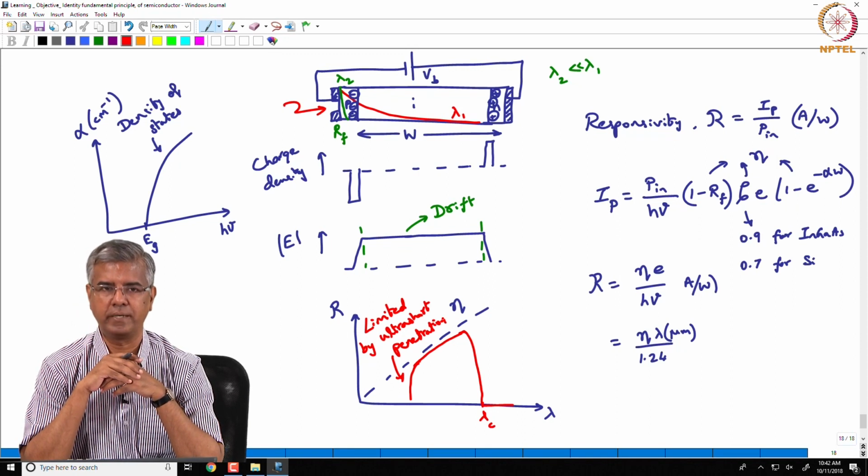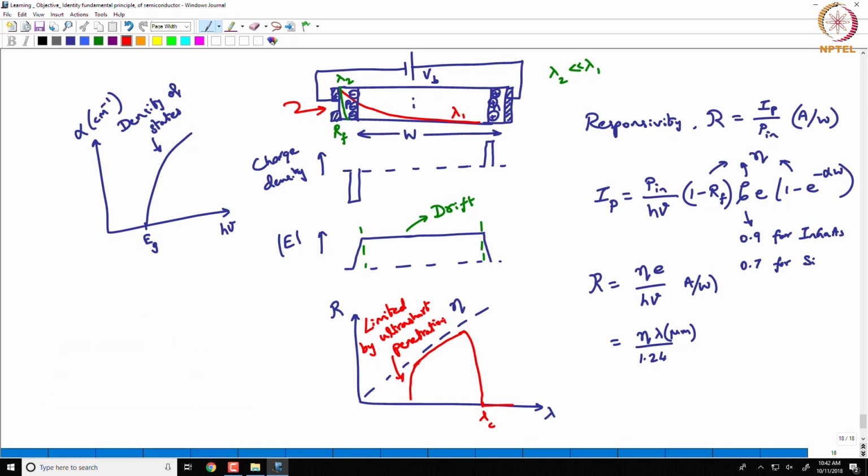A photodiode has a broad range of wavelengths that it's responsive to. So typically, let's look at the case of indium gallium arsenide. This is at 1.7 microns, and this happens around 0.8 microns. So it's actually fairly broad. Okay, so that is for indium gallium arsenide.